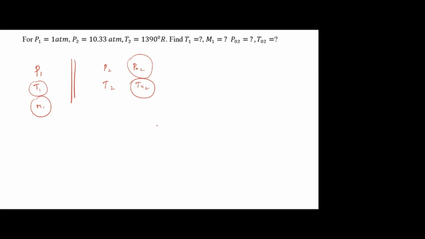So we know only P1, P2, T2. Sir, can we find the ratio between P1 and P2 and find the corresponding Mach number for that? Okay, very good. So first we can find P2 by P1 ratio. Then we can go to the normal shock table.